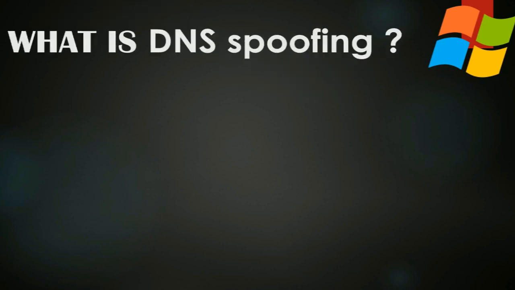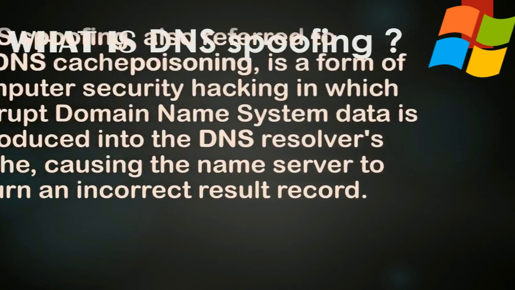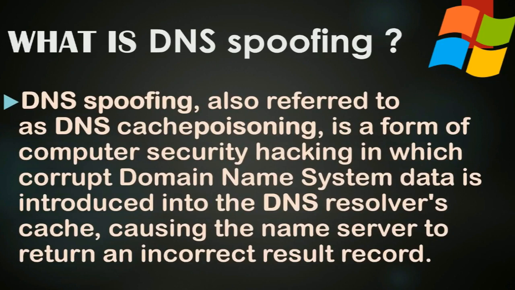Next question is, what is DNS spoofing? DNS spoofing, also referred to as DNS cache poisoning, is a form of computer security hacking in which corrupt domain name system data is introduced into the DNS resolver's cache, causing the name server to return an incorrect result record.